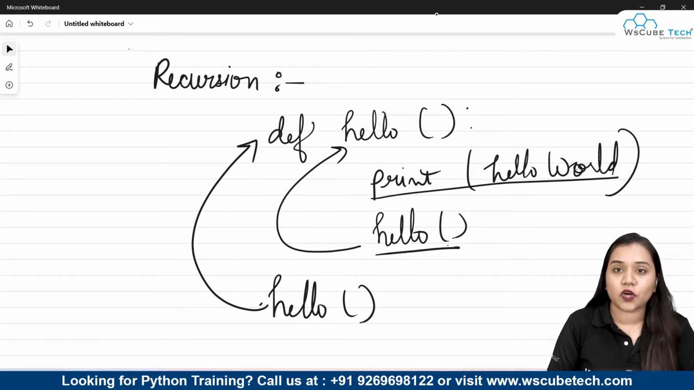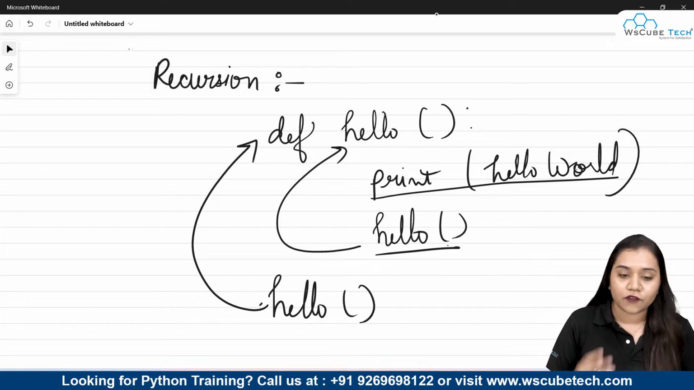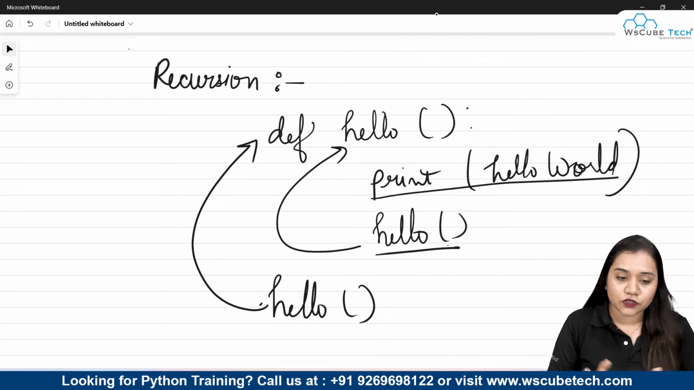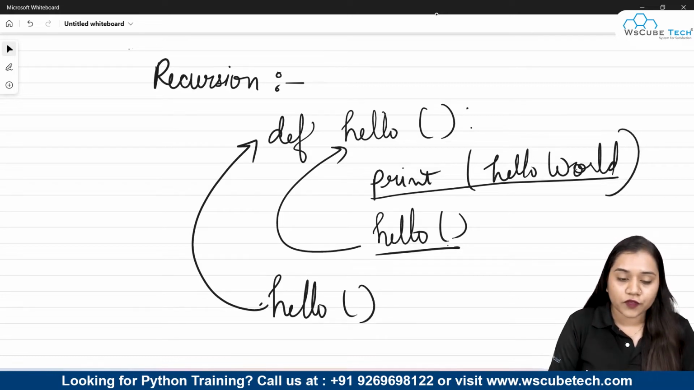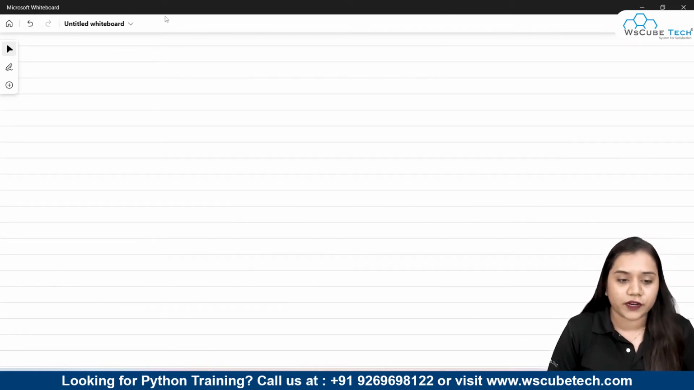But this needs to be stopped. We have different methods to stop it, but it does not mean that it never stops. We put certain conditions so that this loop stops. And now what we need to do is find the factorial of a number. To find the factorial of a number, first of all, let's understand what is factorial.